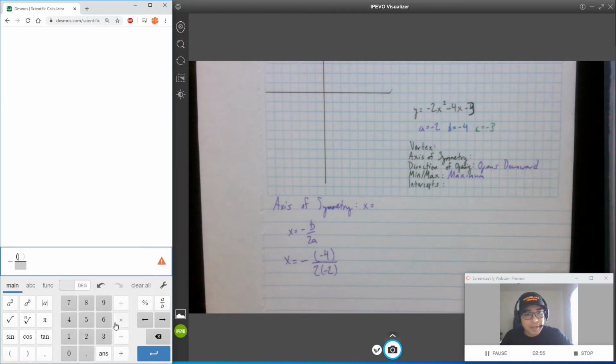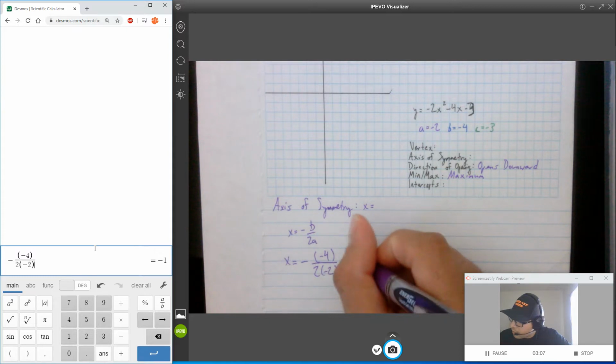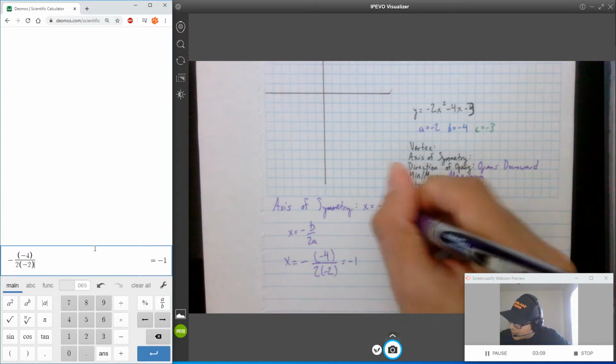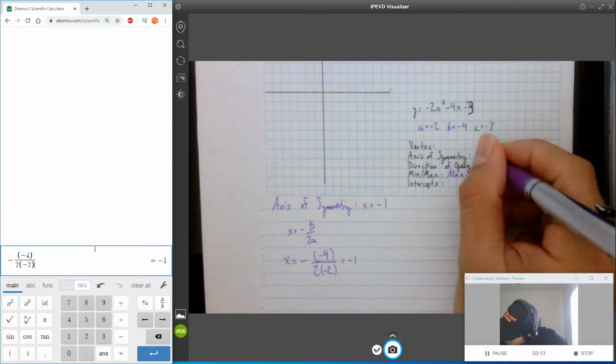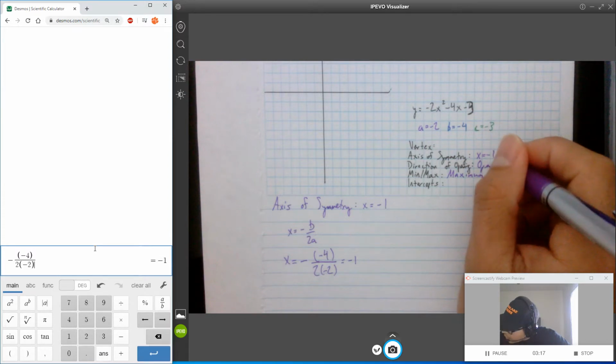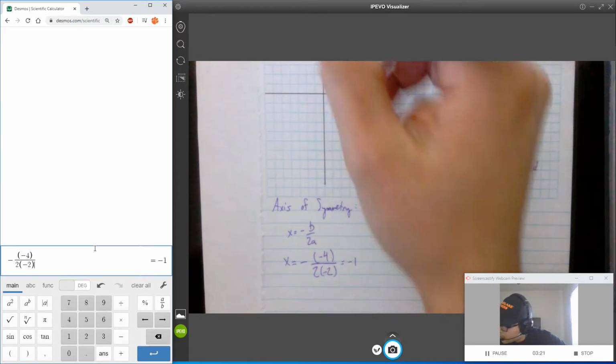Anywhere I see a variable, I'm going to put parentheses, all over 2 times -2. This right here is going to be -1. So my axis of symmetry is x equals -1. I'm going to go ahead and put that right here, x equals -1. So I'm going to draw that right over here.